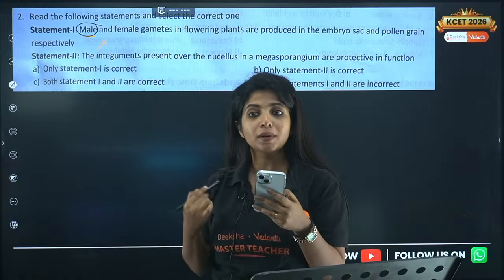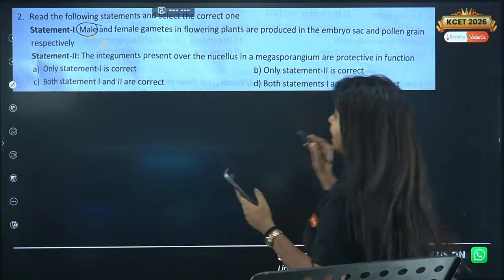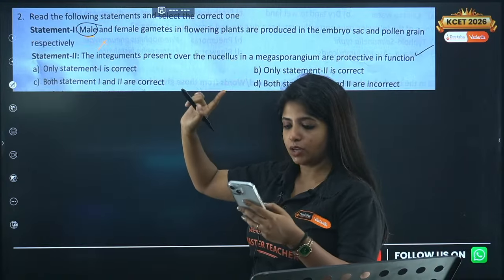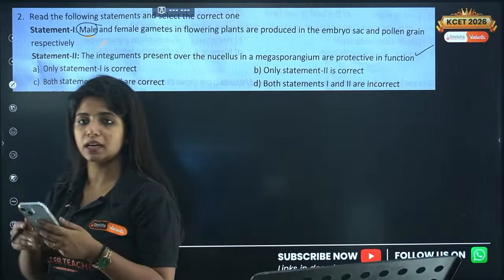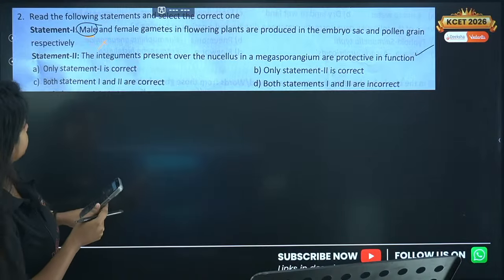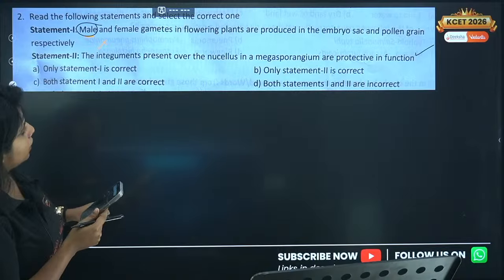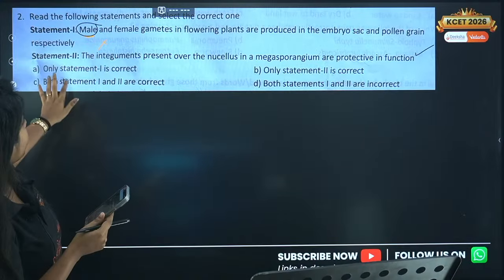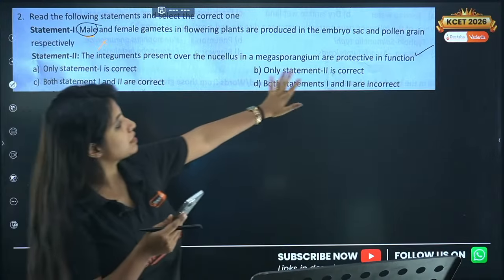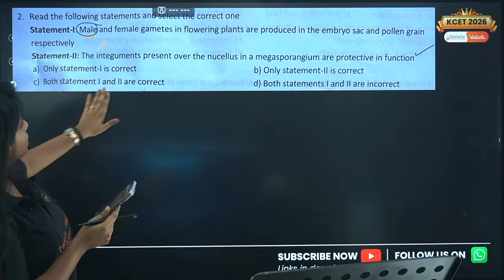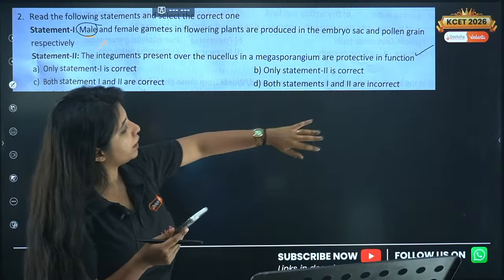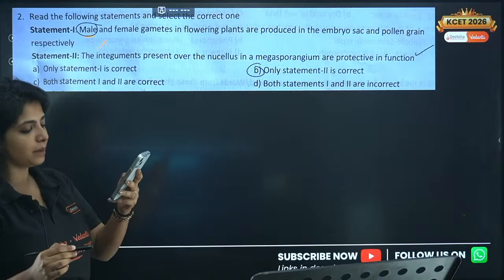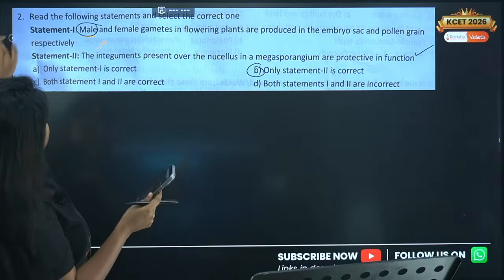Do you think integuments are there for protection? The answer is again yes. So statement 1 is false, but statement 2 is correct. Okay, statement 1 is false, statement 2 is correct for this particular question. So here you do not have an option like that. Only statement 1 is correct. Only statement 2 is correct is there. Both statement 1 and 2 are correct. Both statement 1 and 2 are incorrect. So only statement 2 is the one which is correct. You can go with option B. Okay? Cool. Next question out there.